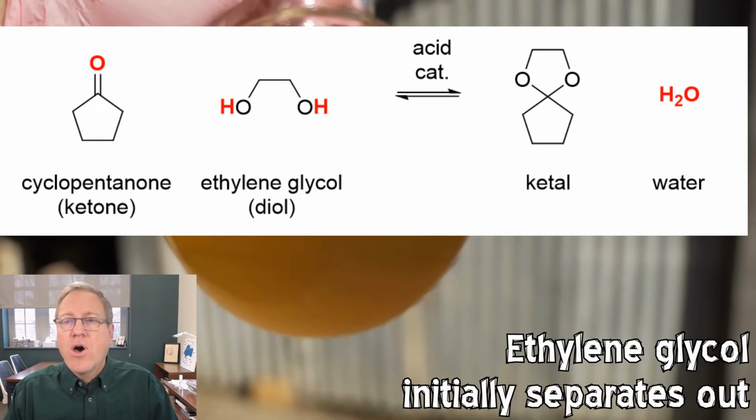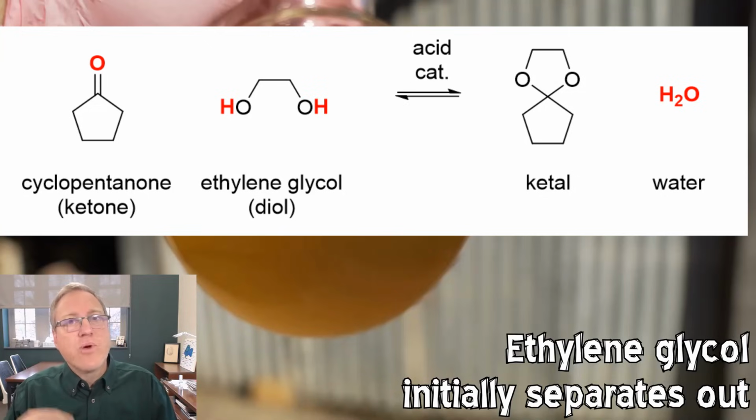So this reaction, on the left, we have our two starting materials. We have cyclopentanone, that's a ketone, that's the key functional group that's going to react. We have ethylene glycol. Ethylene glycol is an alcohol. This molecule actually contains two alcohols. This is what people use in antifreeze. So that's our alcohol, our diol.